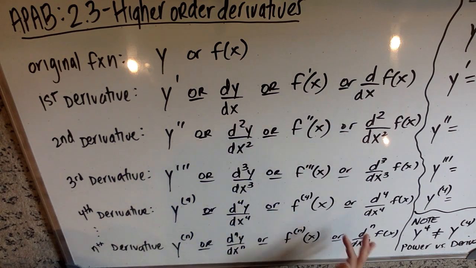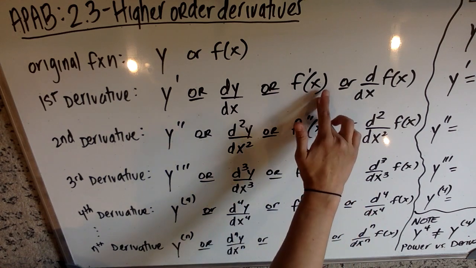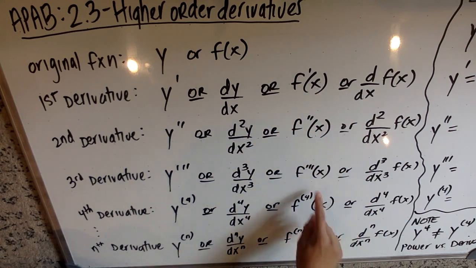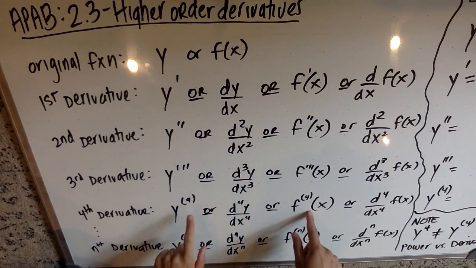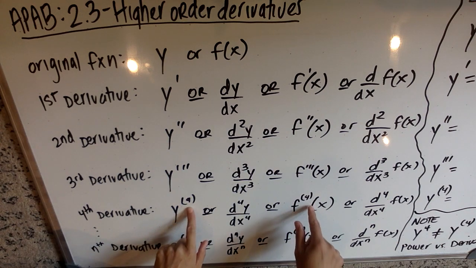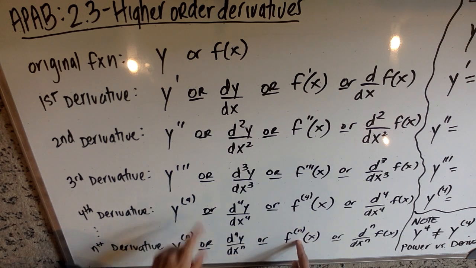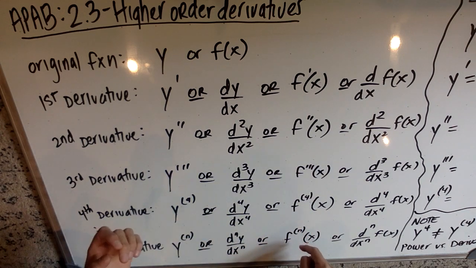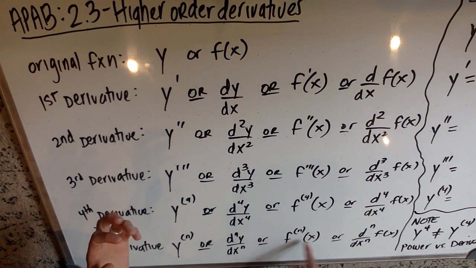If we go over to the f prime notation, f prime is the first derivative, f double prime is the second, f triple prime is the third. And then we see the same pattern here: if we want the 4th derivative of f, we don't write it with 4 primes. We write a 4 with parentheses as that superscript. Same thing down here. I write a 4 with parentheses as that superscript. An n with parentheses as the superscript. So this means the nth derivative of f.